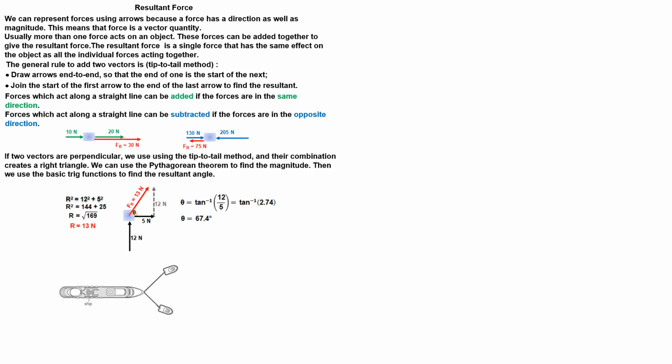Two small tugboats are pulling a large ship in a harbor as shown below. Find the resultant force acting on the ship. Join the start of the first arrow to the end of the last arrow to find the resultant. Apply the Pythagoras theorem.